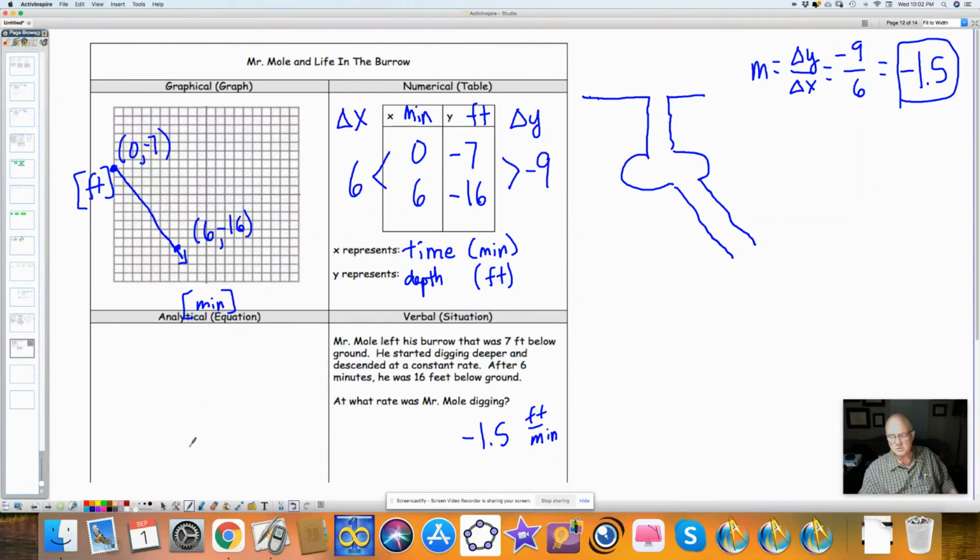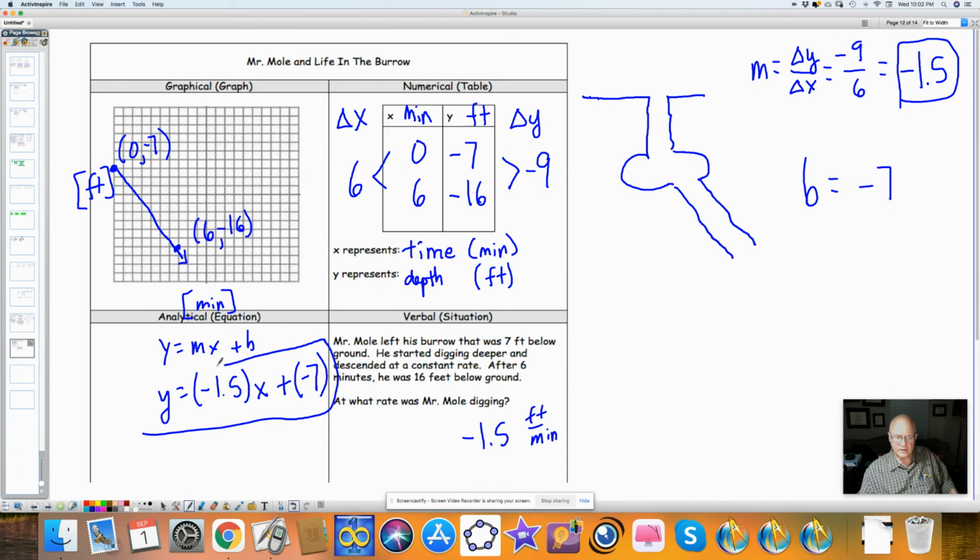What's the equation? Well, where does he start? What's the 0 value? What's the y-intercept? It's -7. My b value is equal to -7. And we could write this in the form y equals mx plus b. So we have y equals, the m is going to be -1.5, then I have an x there. The slope is not -1.5x, it's -1.5. And then we have x in the equation, and then we have plus -7, because that's where he started. And that's the equation of the line.